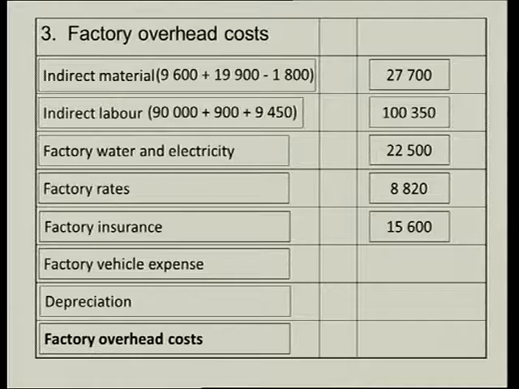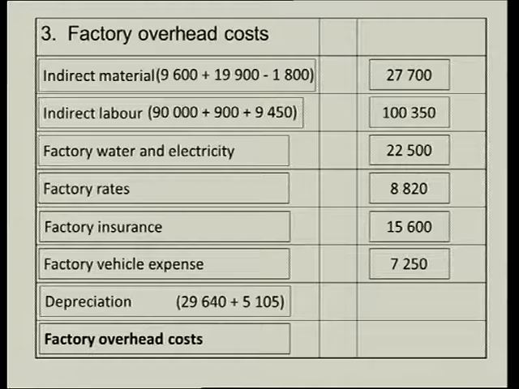The vehicle expense one. Okay. There we go. 7,250. And there's your depreciation, the amount that I worked out. And I'll give you some time to write it down. But you've got all the amounts anyway. There's your depreciation that I worked out. And that is your factory overhead costs.